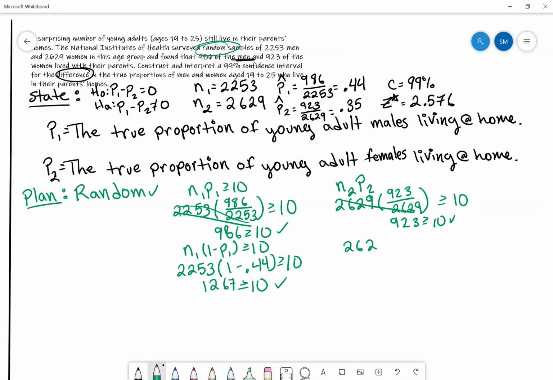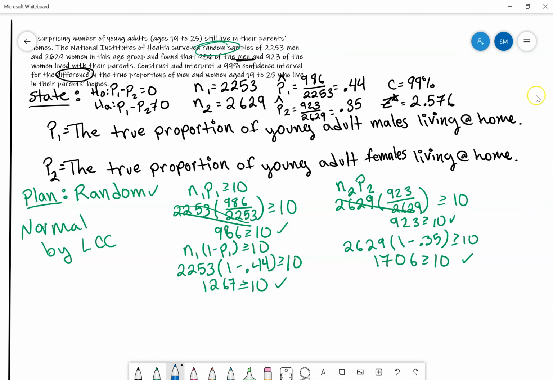So 2,629 times 1 minus, and I'm going to go ahead and use the decimal, greater than or equal to 10. So that is going to be 1,700 and hold on. Minus, and 6, greater than or equal to 10. And so because all of these are greater than or equal to 10, our data is normal, or approximately normal, by the large counts condition.